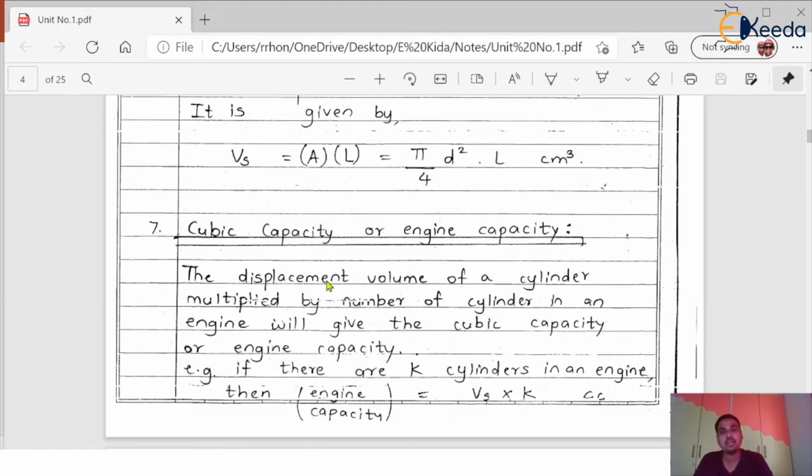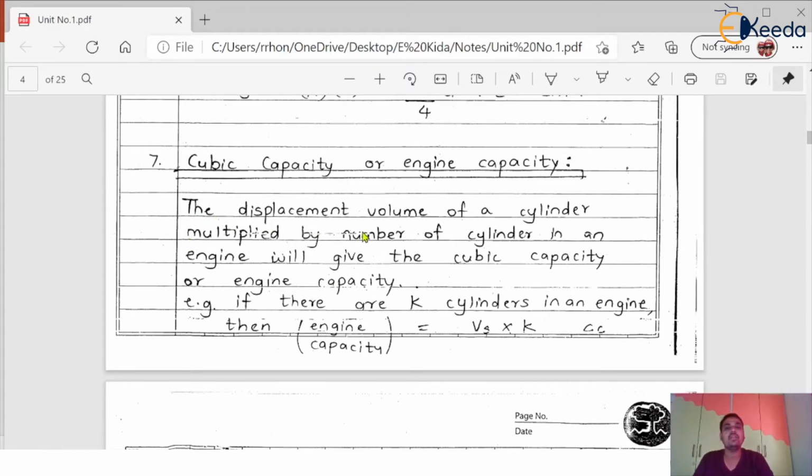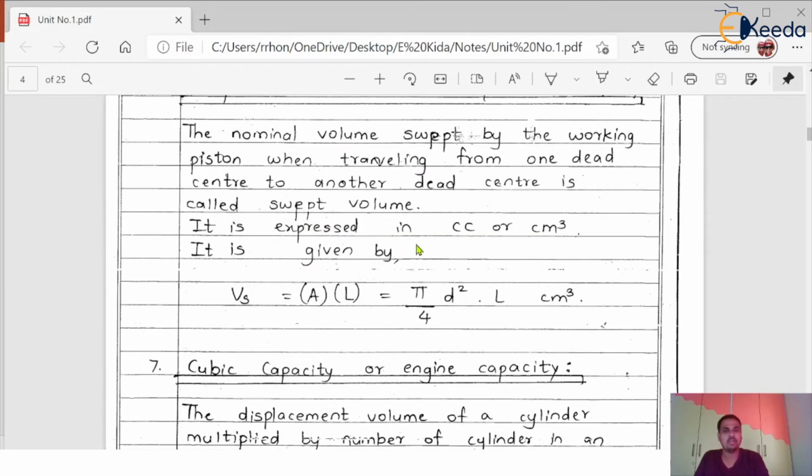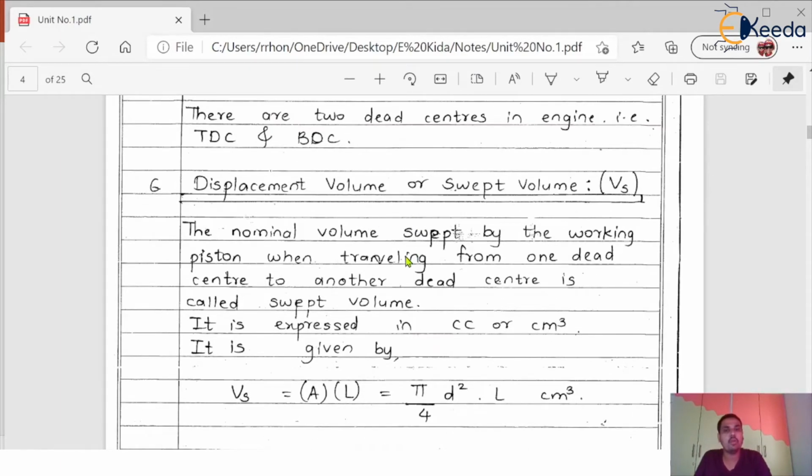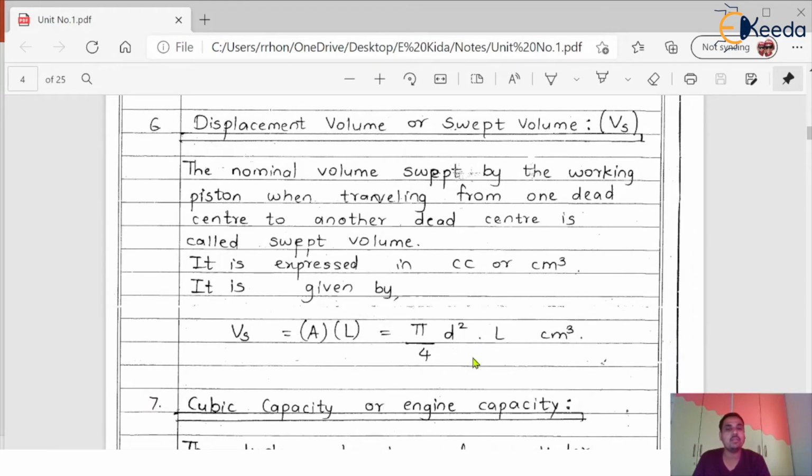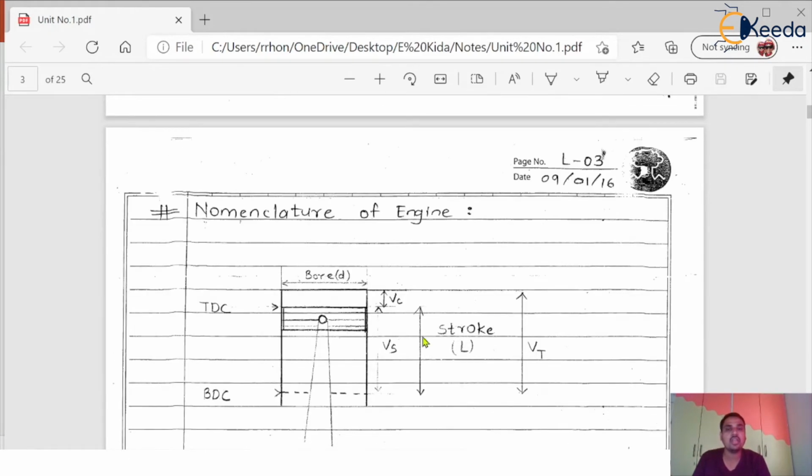So by definition, what is the cc? The cubic capacity or engine capacity is defined as the displacement volume of a cylinder multiplied by the number of cylinders in an engine. We just discussed displacement volume: the actual volume swept by the piston when it travels from TDC to BDC or BDC to TDC. Suppose here is only a single cylinder. And when we consider a multi-cylinder engine, 1, 2, 3, 4.